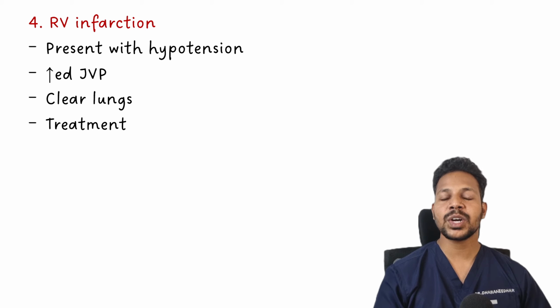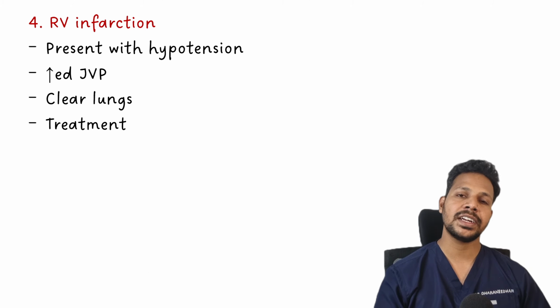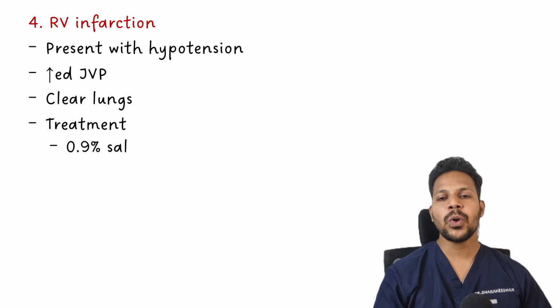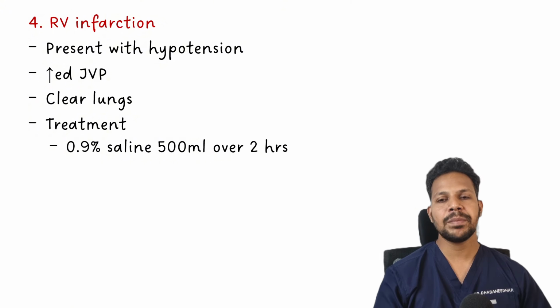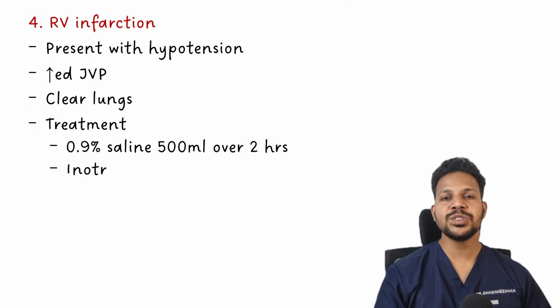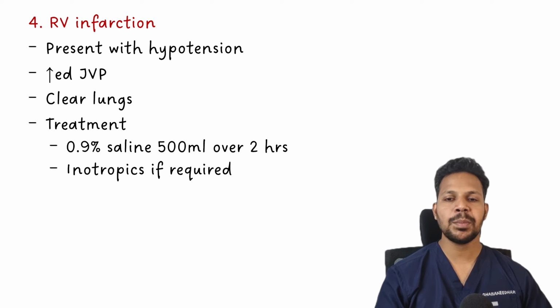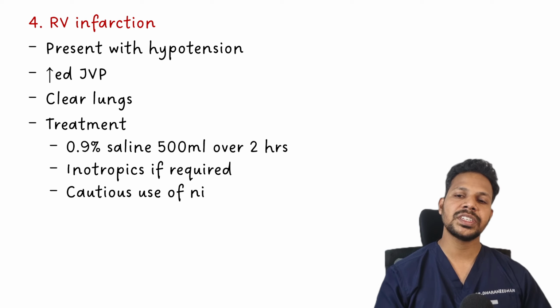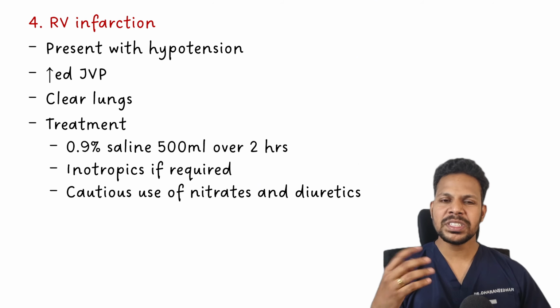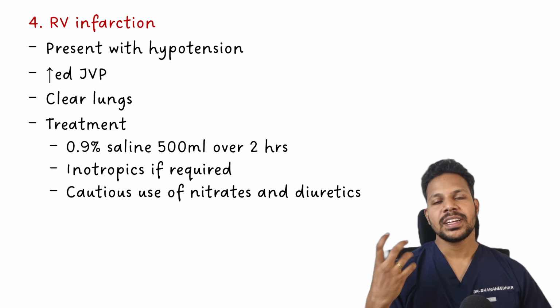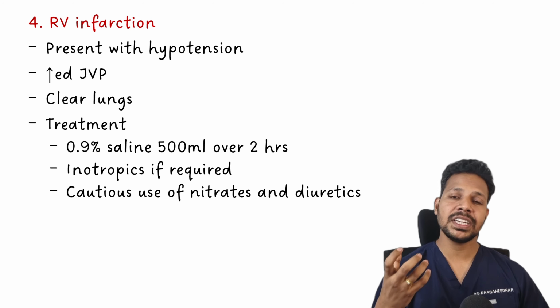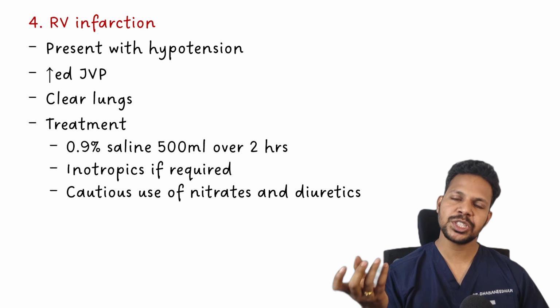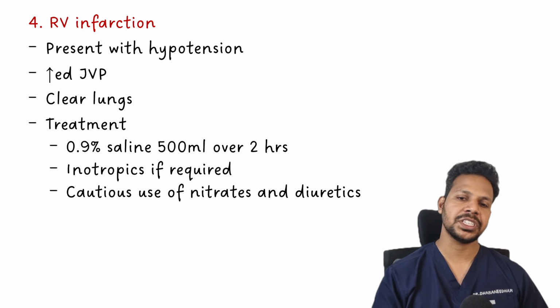The treatment requires IV fluids rather than vasodilators and nitrates. So give 0.9% saline 500 ml over 2 hours. You can also use inotropes if required if the patient has hypotension, and cautiously use nitrates and diuretics, because both these drugs will reduce the preload, and if the patient is already having hypotension and shock, the reduced preload is going to deteriorate the patient.